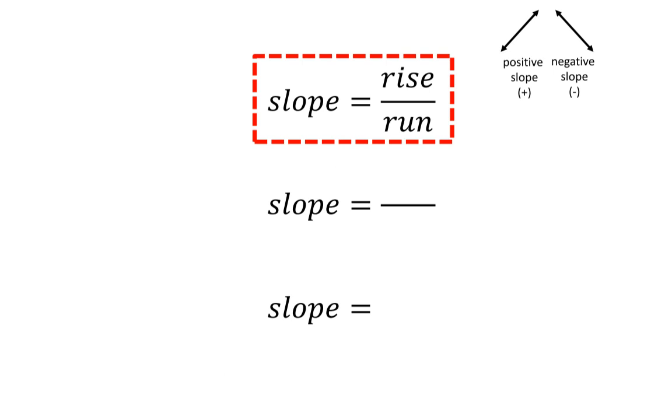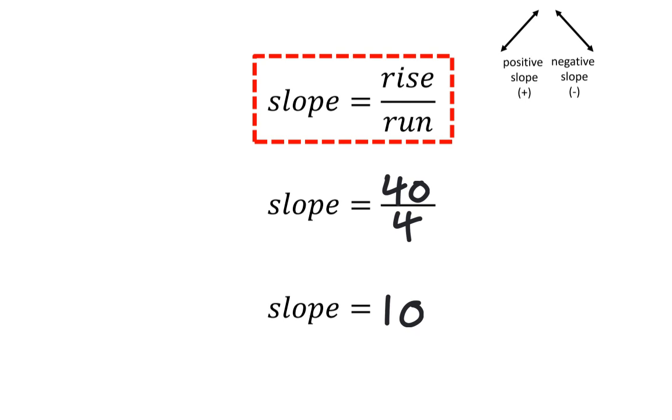The equation for slope is rise over run. We just determined rise to be 40 and the run to be 4. We can simplify this by dividing the numerator by the denominator. In other words, 40 divided by 4, and that is going to give us 10.